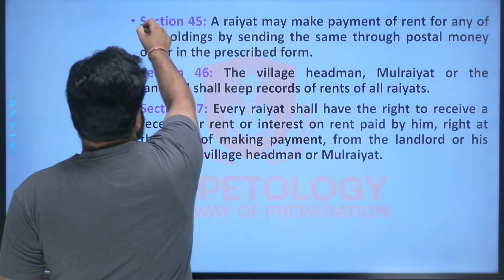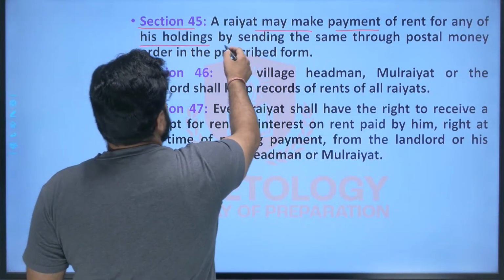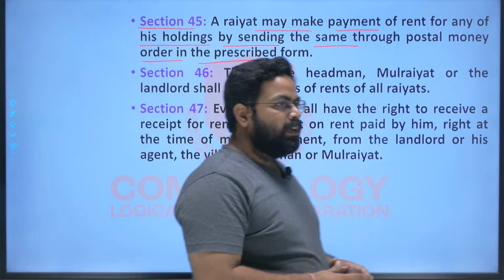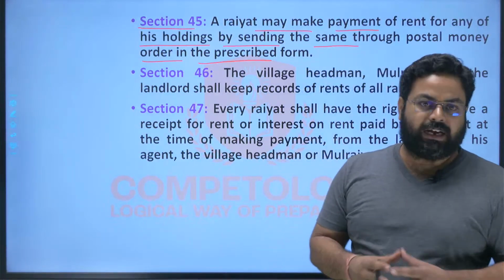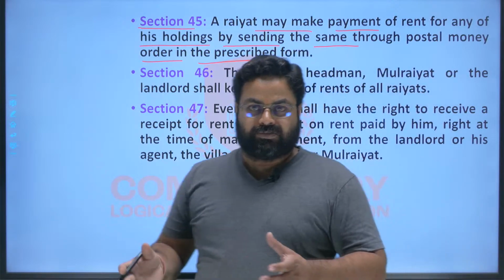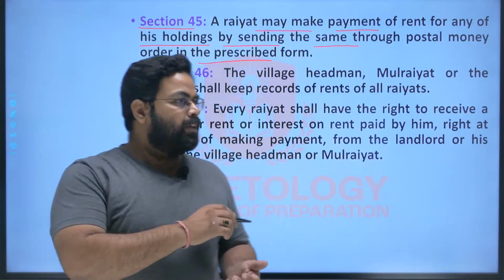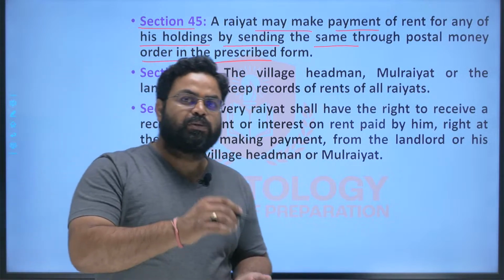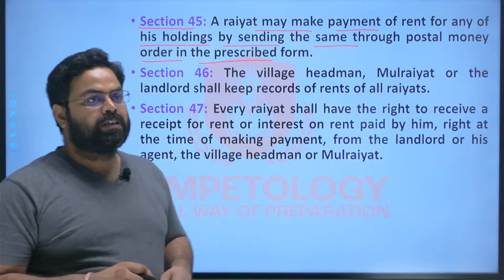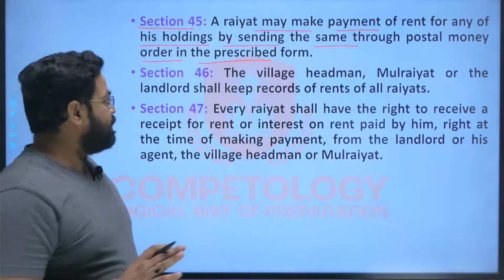Now section 45, it says that a rayyat may make the payment of the rent for any of his holding by sending the same through the postal money order in the prescribed form. So earlier it was possible to pay the land rent through postal money orders. Also the prescribed format was available at the post offices. So from there you can get the form and you will just fill up the form. You can fill up the amount, you can fill up the address to whom you are going to pay the rent, and you can send the money order. Just the receipt of that money order in the prescribed format was enough to prove that you have already paid the rent by the due date, right?